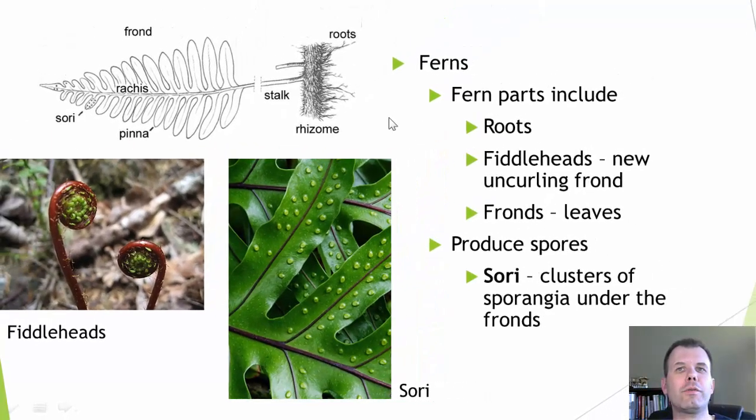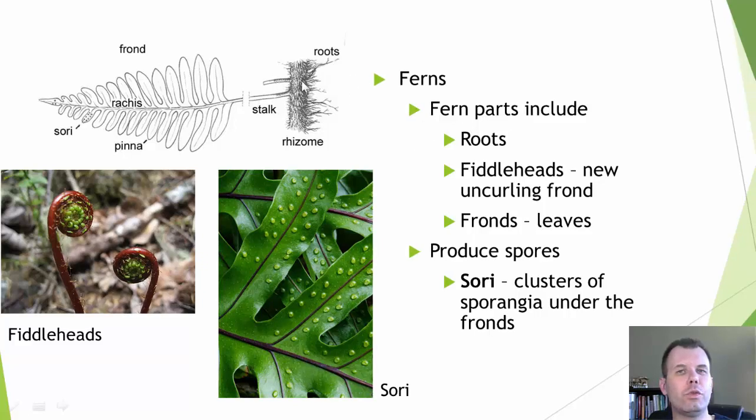Now, parts of the ferns include the roots, so they have a very shallow root system. They have these fiddleheads that look like these. These are going to be new ferns that are growing out of the ground, so they kind of start off curled up, and then they flip out and spread out into like a big hand, like a fern plant. And then what we call the leaves, or the frond. The frond is basically the leaf part of the fern, okay?